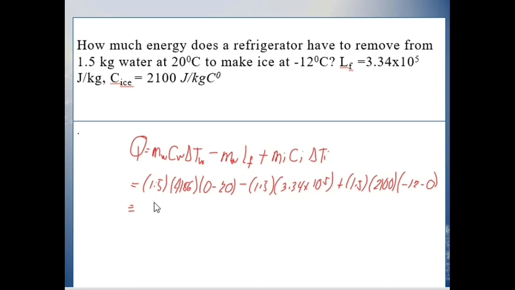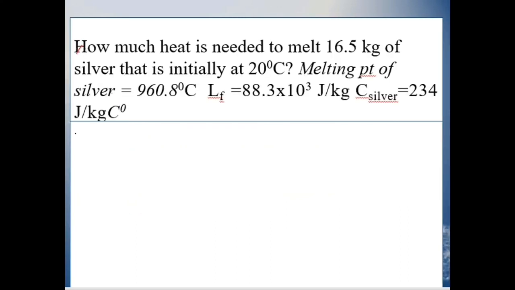Final answer is 664,380. 664,380 joules. Okay, the sign is negative, since heat is released by the system, so it's an exothermic process. Okay, so let's have the next problem.